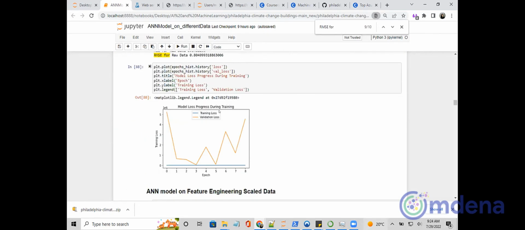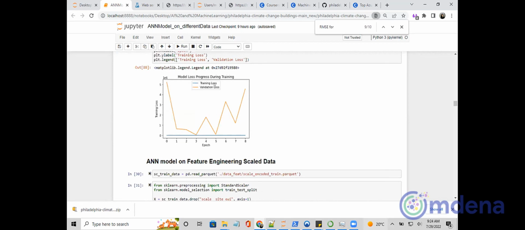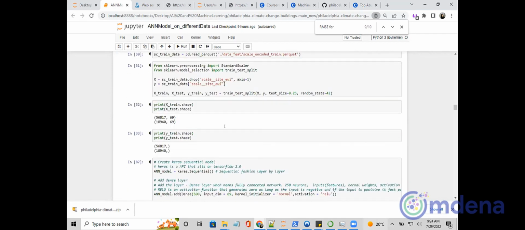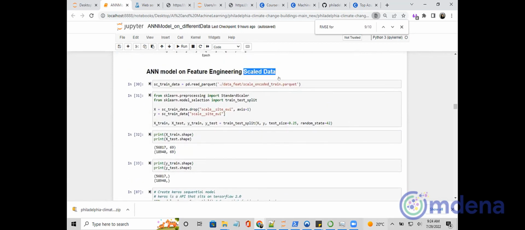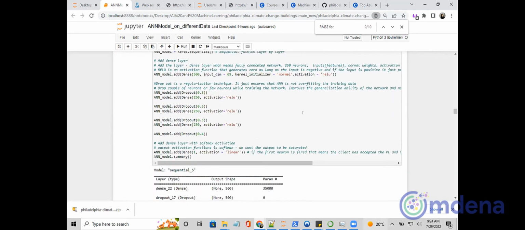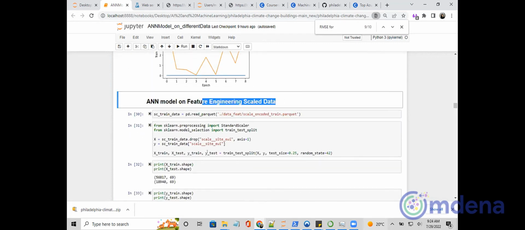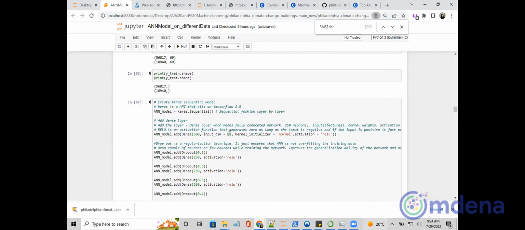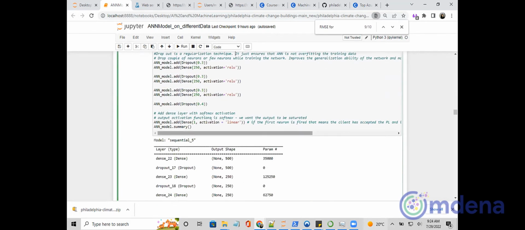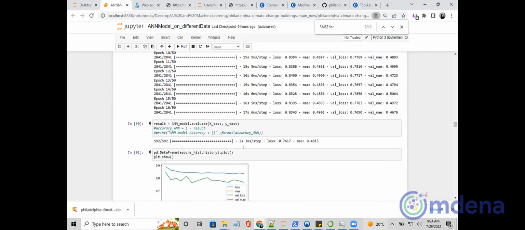And in a similar way, I've plotted the graph for training and validation losses, and it's the same for scaled data as well. I've used a similar configuration, with just the dimensions being different. For the feature engineered scaled data, that dimension was around 69 features. I've used a similar configuration to calculate all of them.